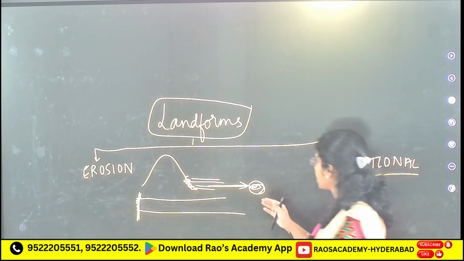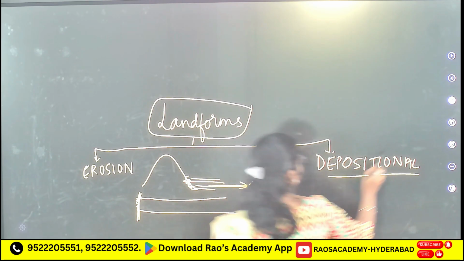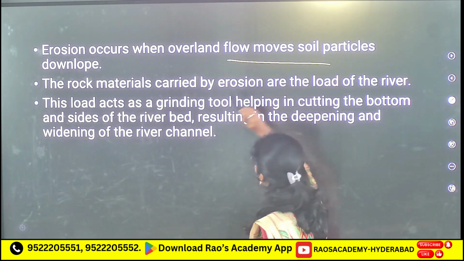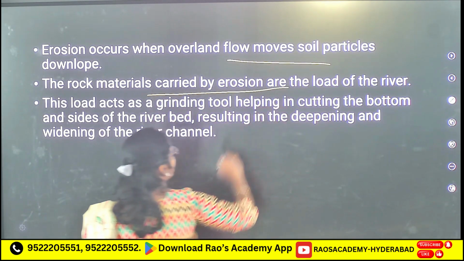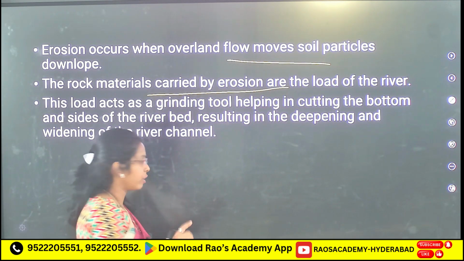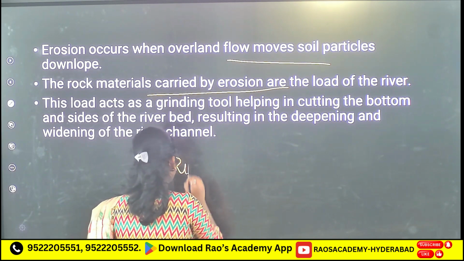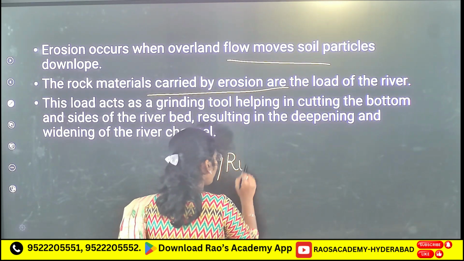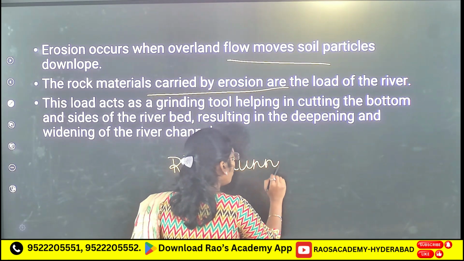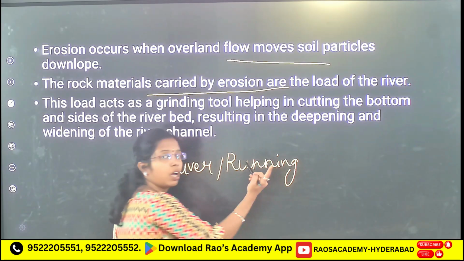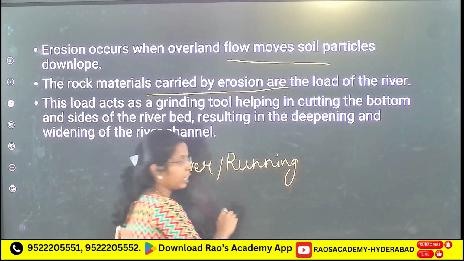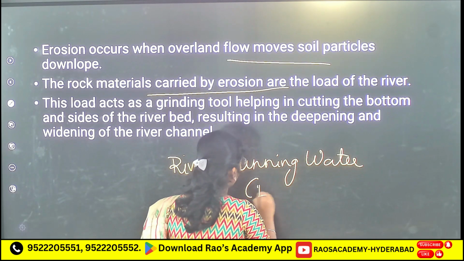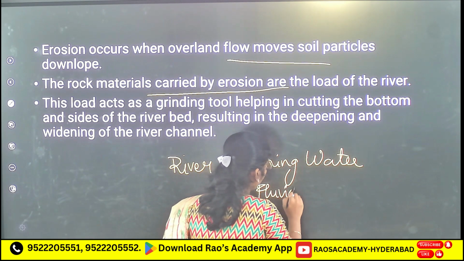Now first we will start with overland flow. The rock materials carried by erosion are the load of the river. First we are going to start with river water or running water, you can say, or fluvial landforms. Landforms formed by running water are known as fluvial landforms.